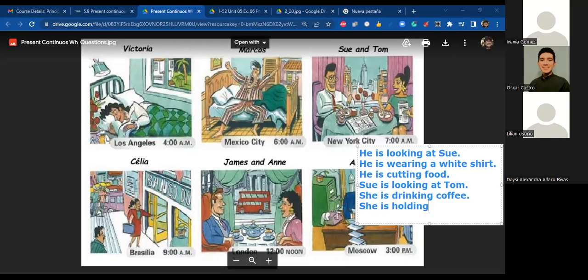Holding the newspaper. Okay, she's holding the newspaper. She is talking to, she's talking to Tom.